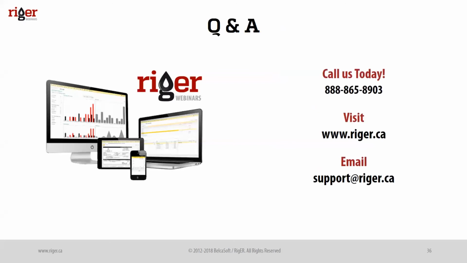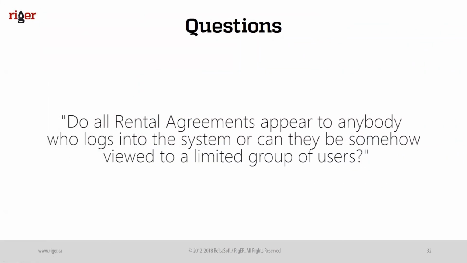So, questions, and I see a couple of questions right now. Let me read them out. The first question came from Andy from San Antonio. The question is, do all rental agreements that are in the system appear for anybody who logs into the system, or can they be somehow viewed by different groups of people? And how is access to sensitive information, like pricing information, limited or organized in the system?